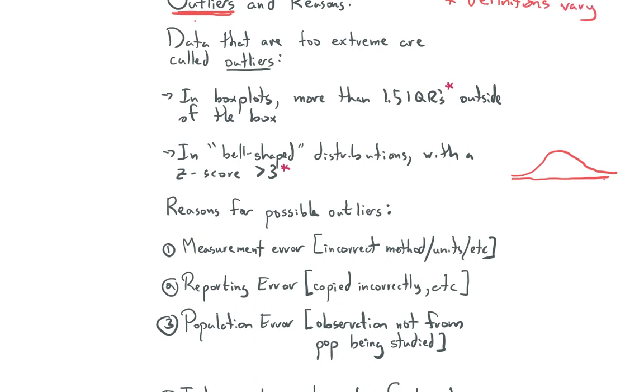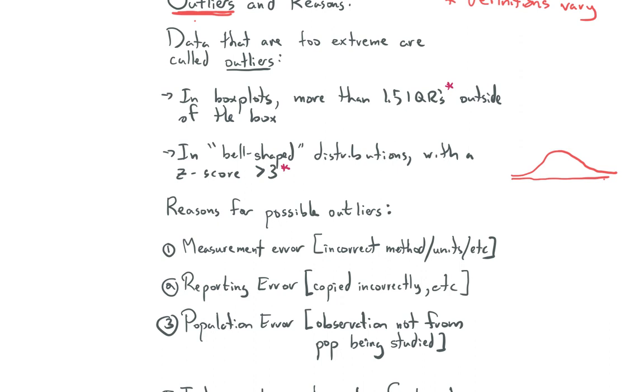So this is pretty much what the book talks about. So I just told you those. Now, when you do have an outlier, what are the reasons for it? Well, there are a few.